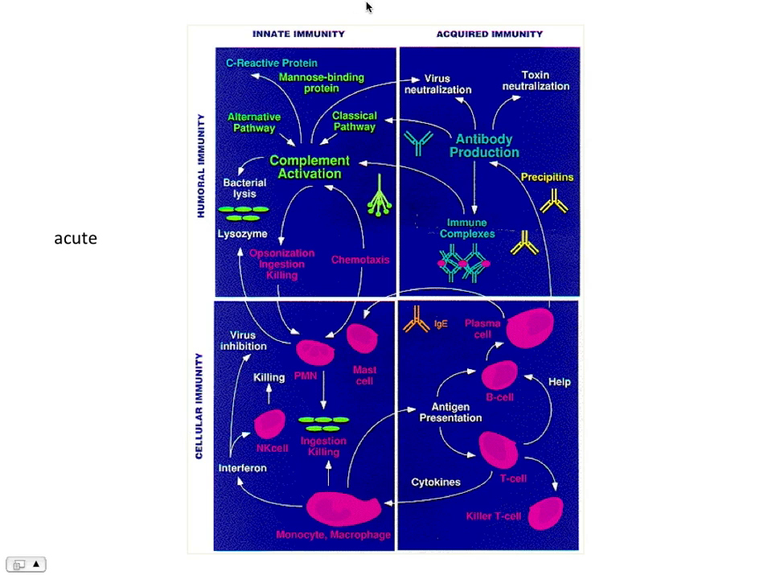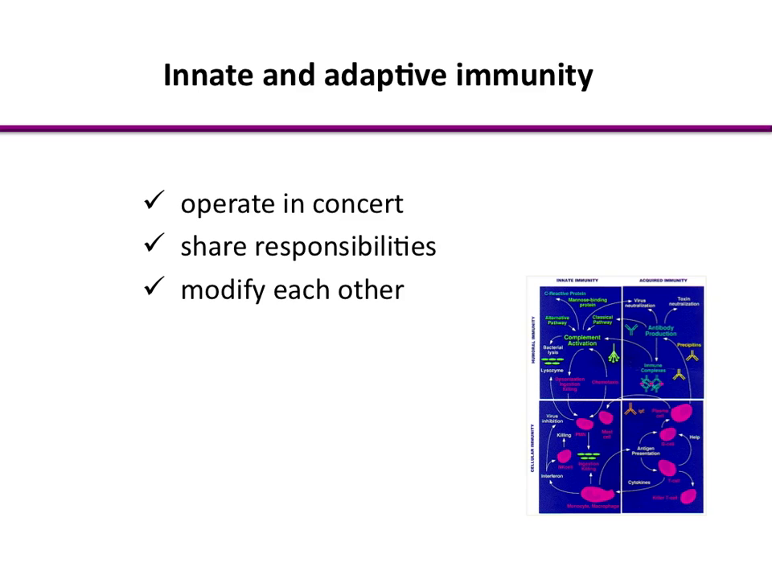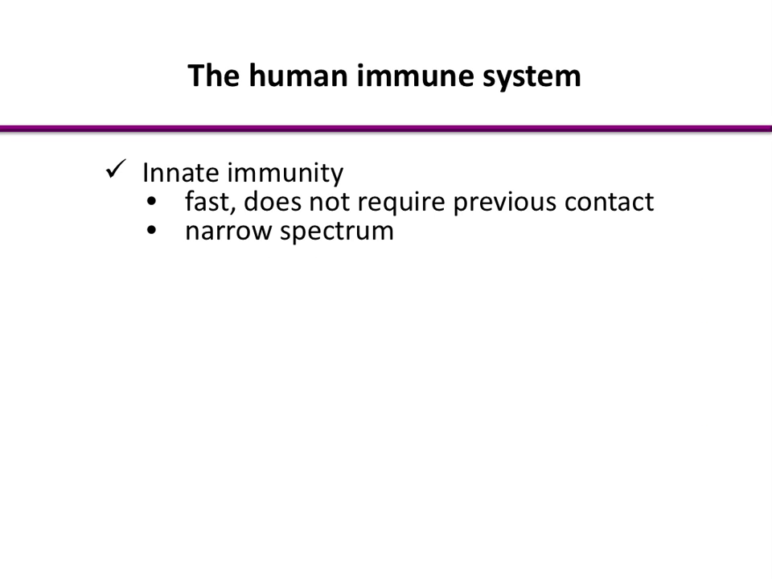In the acute phase, it's the innate immunity which is active in tissues. We see complement activation, we see a lot of PMNs, whereas when we go to chronic tissue inflammation, we see more lymphocytes and can have antibody accumulation. So in summary, they operate in concert and they share responsibilities, they modify each other.